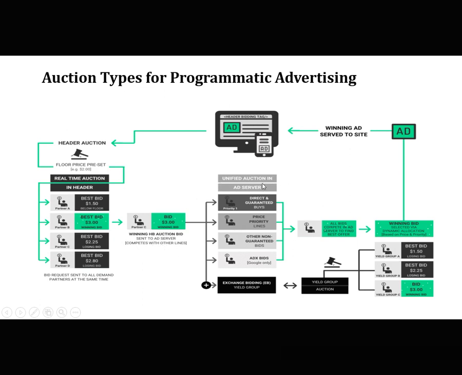Then there is the unified auction in the ad server, where direct and guaranteed buys are the first priority. Second priority is price priority. Third is other non-guaranteed bids. Fourth is the AdX bid, Google Ads, and fifth is exchange bidding, yield group bidding, which happens, and all bids compete in the ad server to find the best offer, and then the yield group auction happens, and the winning bid is selected via dynamic ad allocation. And here, as you can see, the winning bid is yield group C with $3, and then the ad is served to the site.